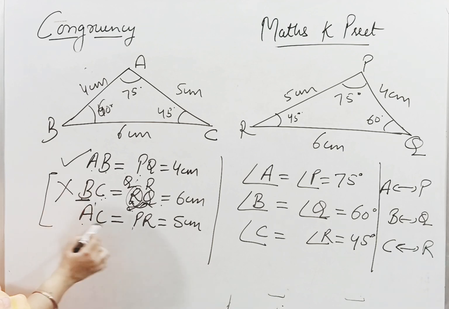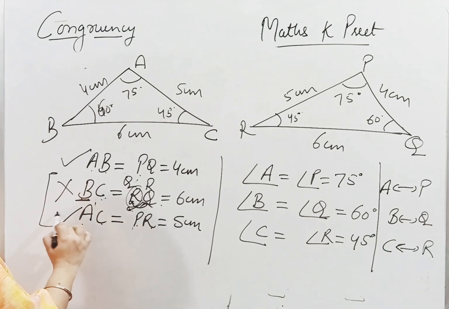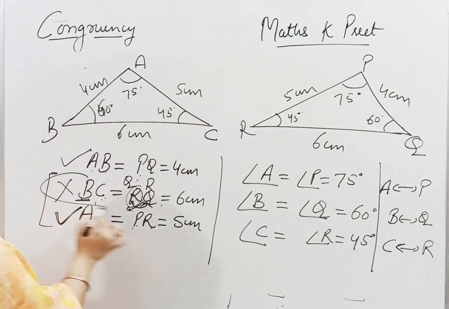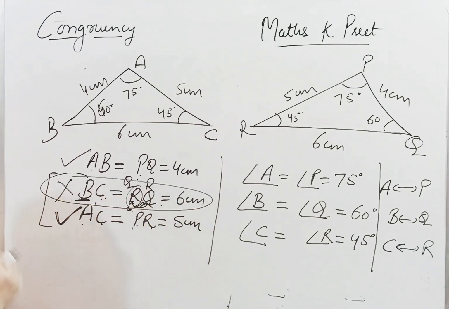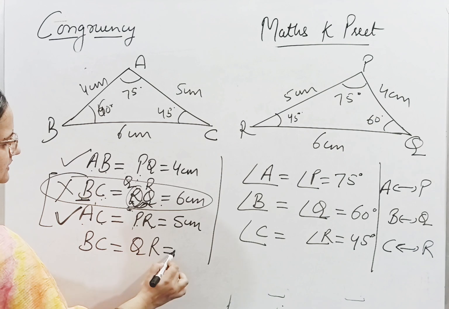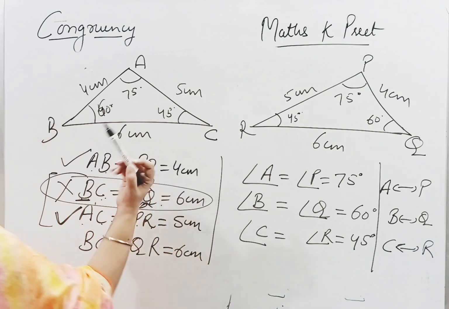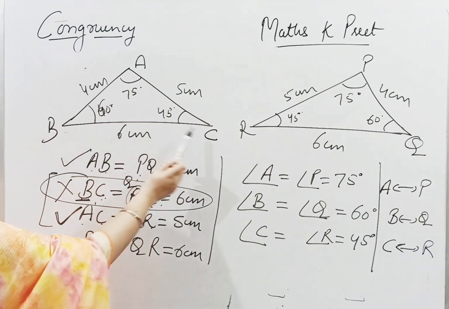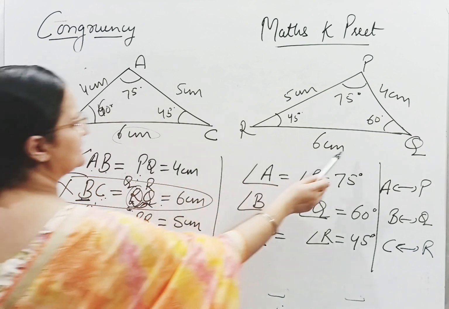So next is A and P. A and P is fine. C and R, this is fine. So nothing is incorrect here. So what was not right to write here is this line. So we can write this as BC is equal to QR, which is equal to 6 centimeter. Why? Because BC is 6 centimeter, this is 6 centimeter.